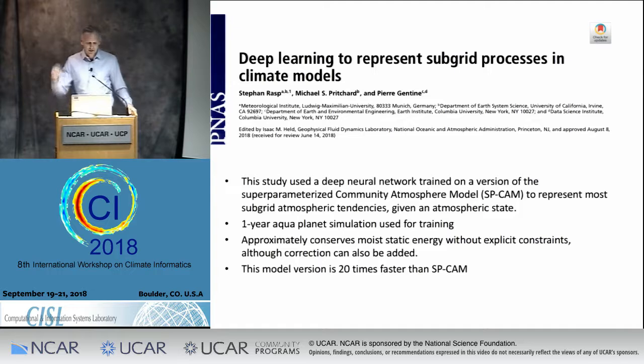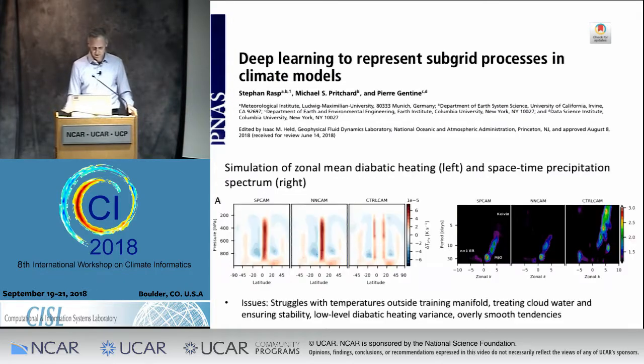What they argued was that this model version using the deep learning approach ran 25 times faster than the version of SPCAM that I showed, which is a very, very good speedup. So rather than doing a 25-year simulation, you could do a 20 by 25-year simulation and use the same computing power. So how did this model do? Let me show you a couple of examples to wrap up here.